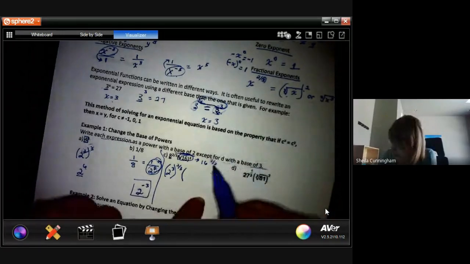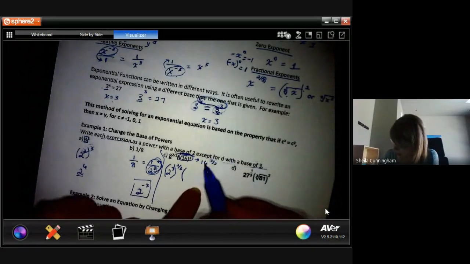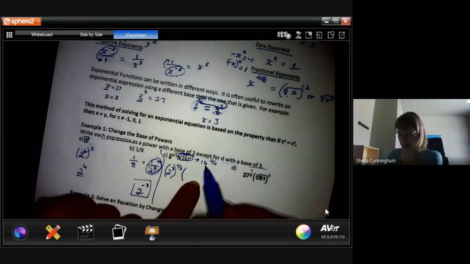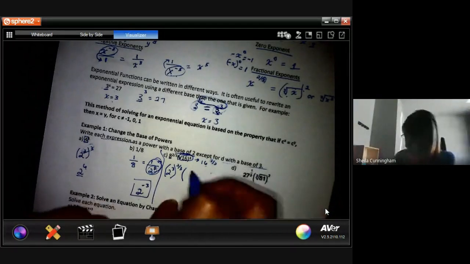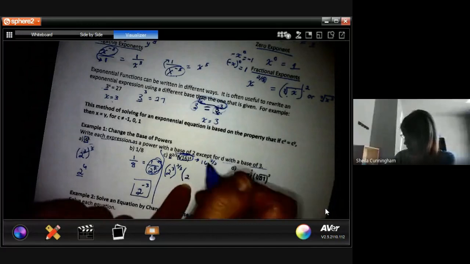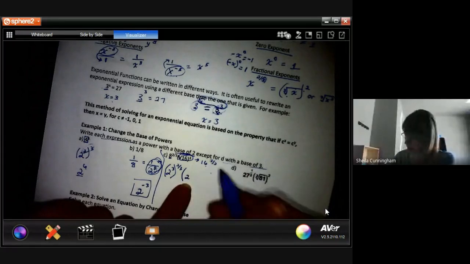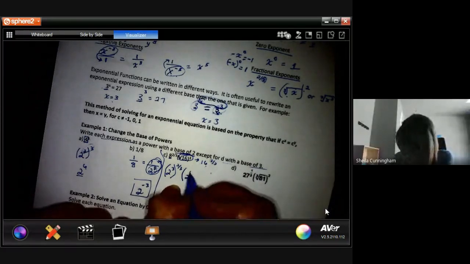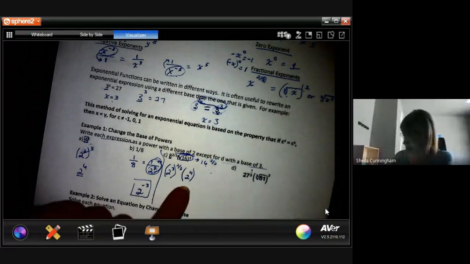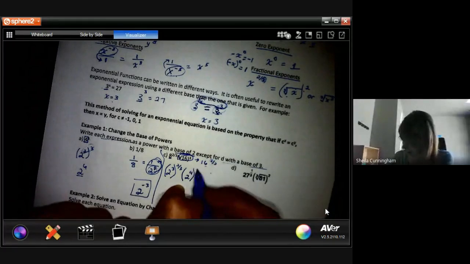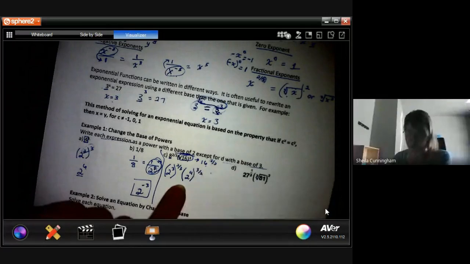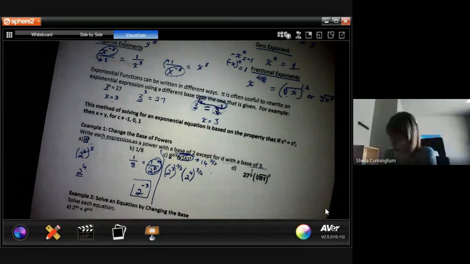Okay, so now that I have that 3/2 there, and I've got the 16, I need to make it a base of 2. So I can say, 2 to what power is going to give me 16? Well, in this instance, 2 to the power of 4 is going to give me 16, and I still have that power of 3/2 outside of it.